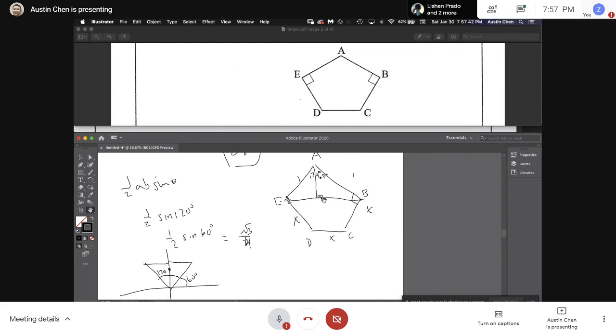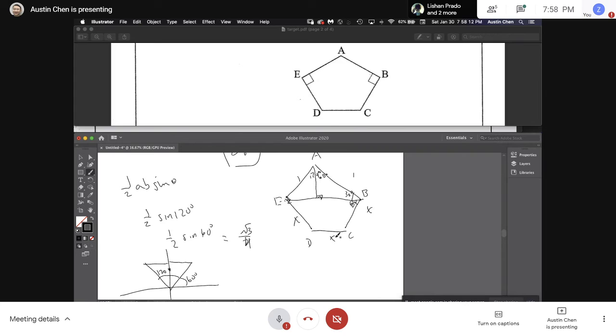Now we just need to find this quadrilateral area. From this triangle right here, we can see that this angle will have to be 30 degrees, so then this angle will have to be 60 degrees.